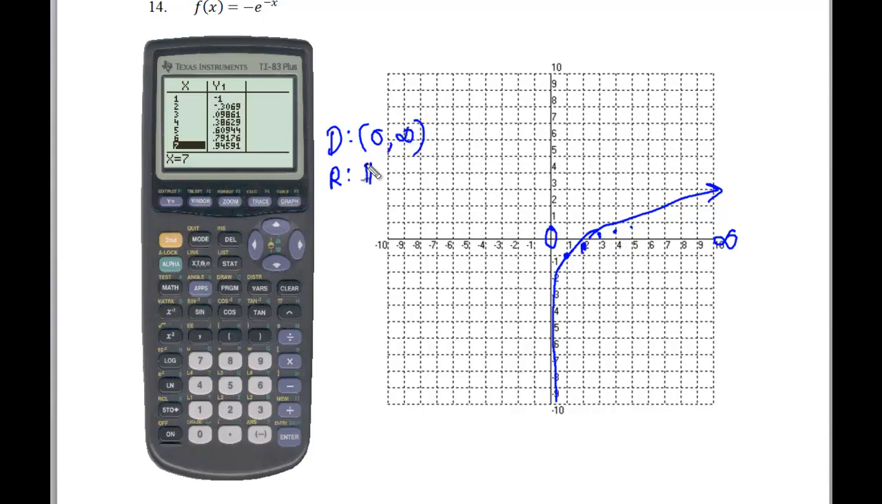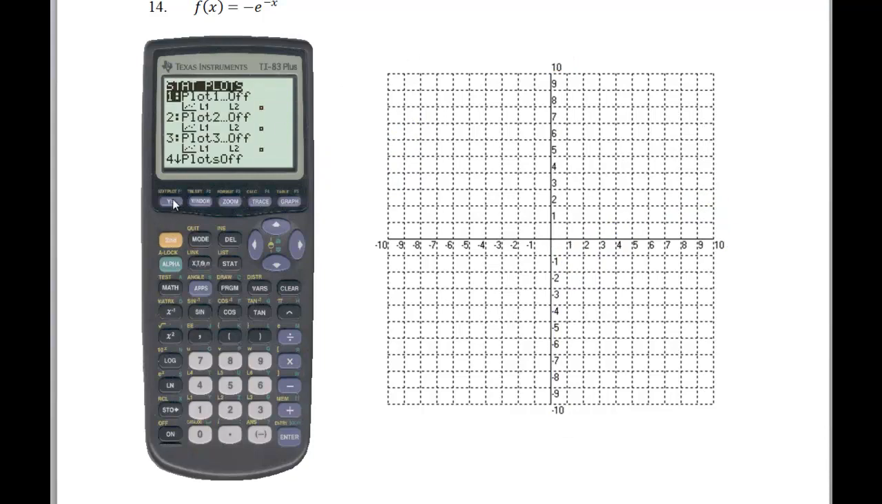The range is going to be all real, because this line will go up forever and ever, so it will go to positive infinity on my range, and it will also go to negative infinity on my range as well. My y values will be positive and negative. Alright, let's take a look at the next problem here.